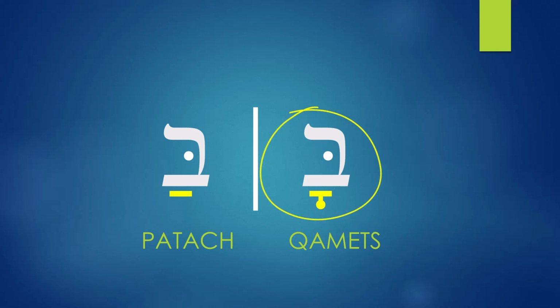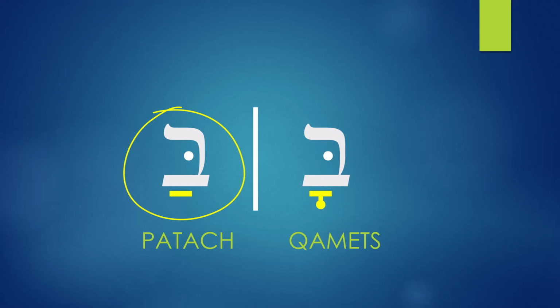So for example, here, this is going to be pronounced as ba. Why? Because you have the bet making the B sound, and under you have the kametz having the A sound. So you have ba. And this other one here is going to be ba. Why? Because you have the bet and you have the patach. Patach is a shorter one. Kametz is a long A. Patach is a short A.